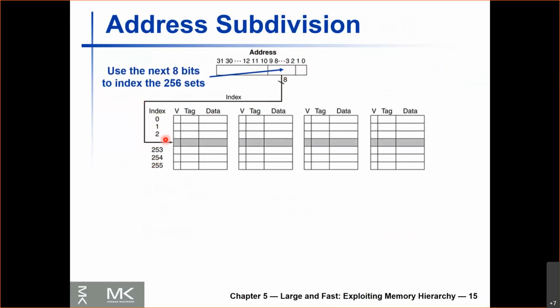Now what do I find? I find 4 different cache blocks because this is a 4-way set associative cache. So every set has 4 different blocks. When I use these 8 bits to index my cache, I'm going to find 4 different blocks. Now the data that I'm looking for could be in any of these 4 ways, or it could be in none of them. So what do I need to do to find out if my data is in any of these ways, and which one? What do I check?